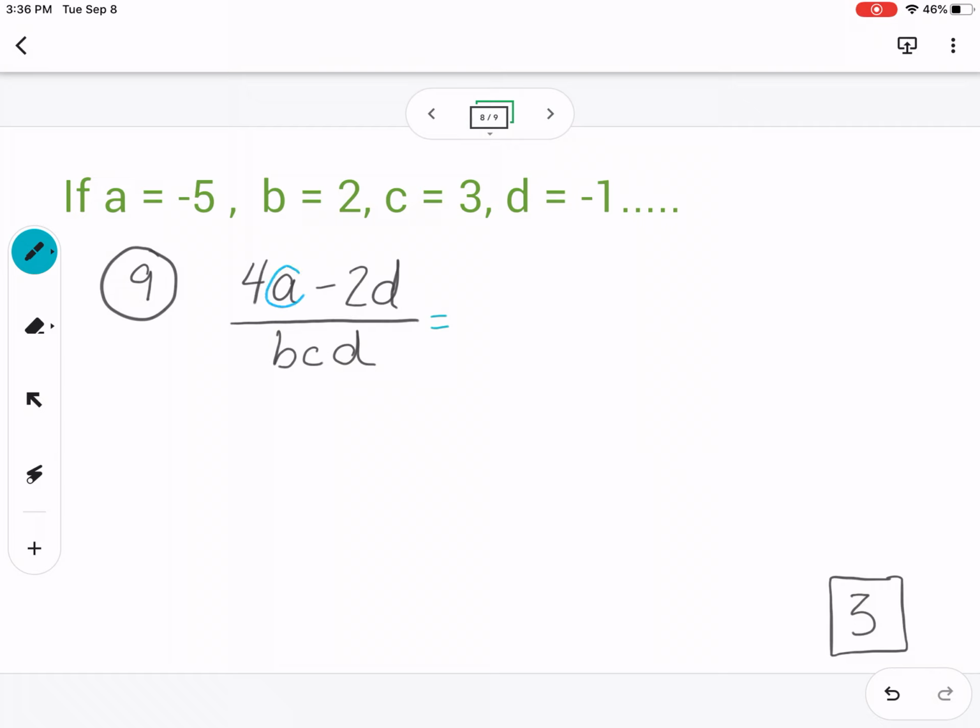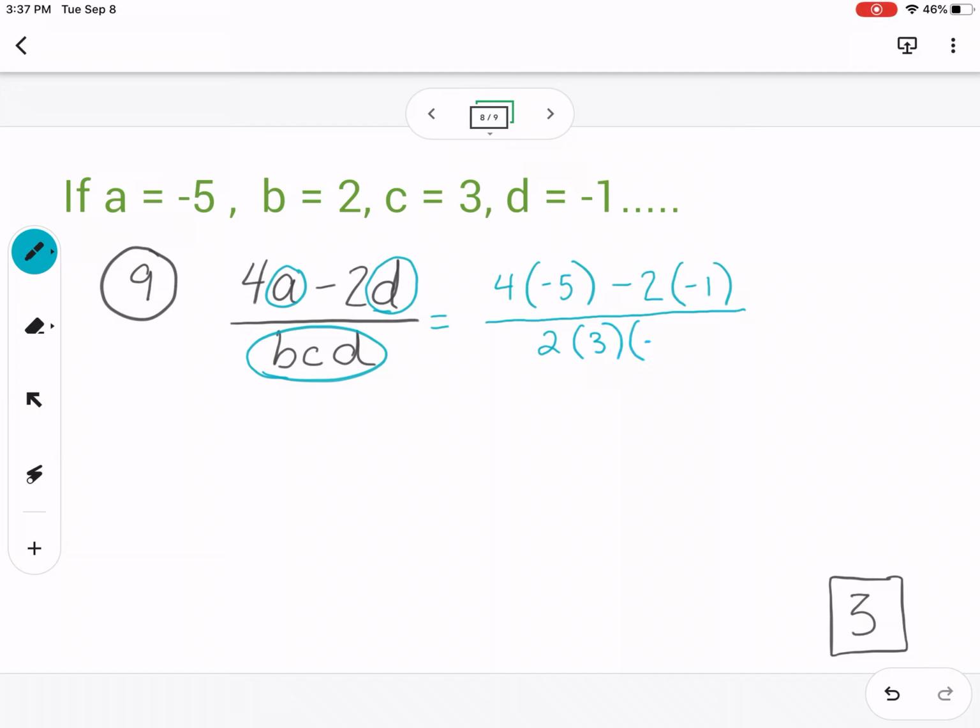I'm going to replace the a, so 4 times negative 5. I'm going to keep my minus 2, and then I'm going to replace this d with a negative 1, making sure I have it as multiplication there. That was 2 times d. Keep my giant fraction bar. And then on the bottom, I've got BCD. BCD means B times C times D. So I can either use dots for multiplication or parentheses. I tend to always use parentheses because dots could get confusing as decimal points, in my opinion.